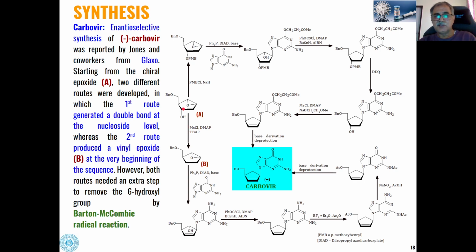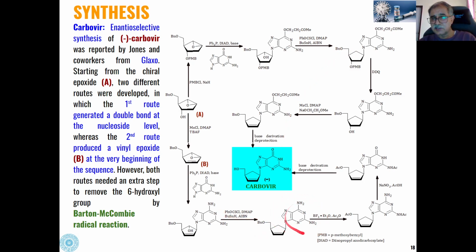Second method is you react this with acetyl chloride, DMAP, THF. Directly dehydration will take place. We will get this carbon-carbon double bond. Then this will react with this base. This nitrogen will attack the epoxide, as you have seen in the first method also. We will get this type of compound, and then this hydroxyl group will be converted into the alkane, as you have seen in this step. Same way.